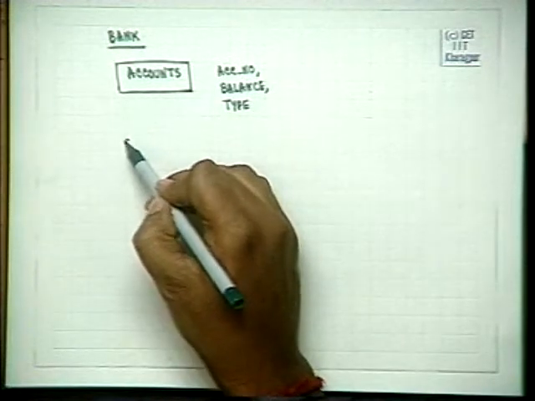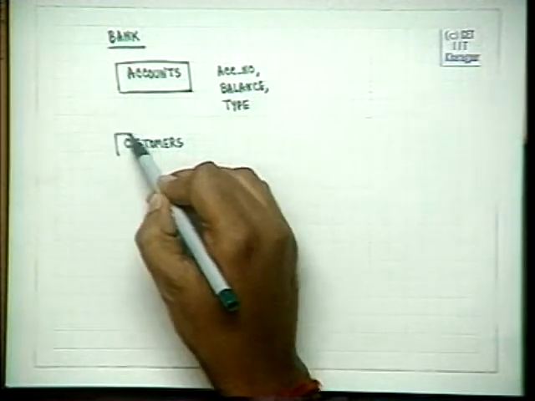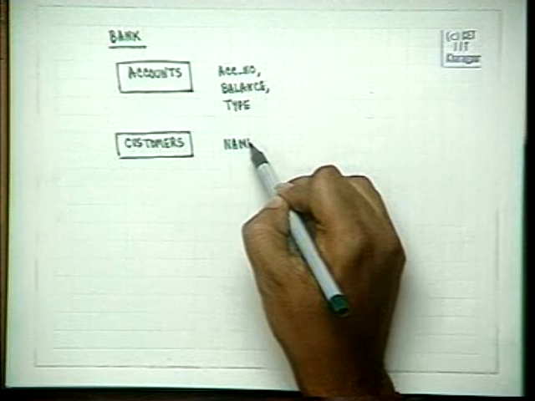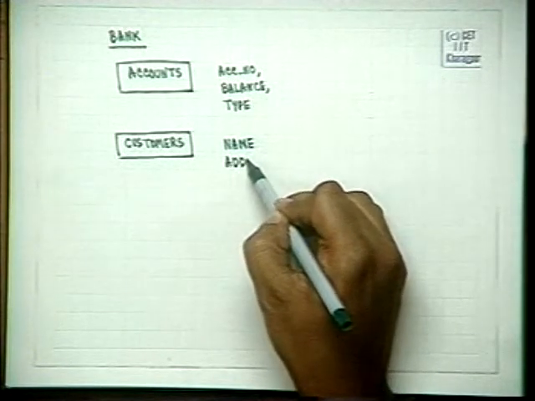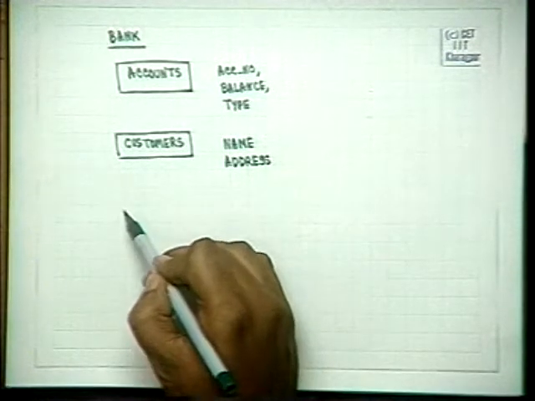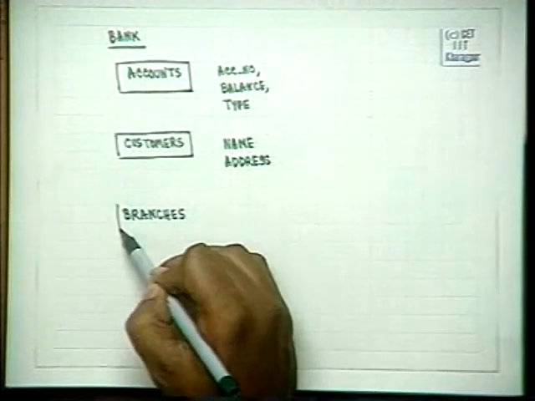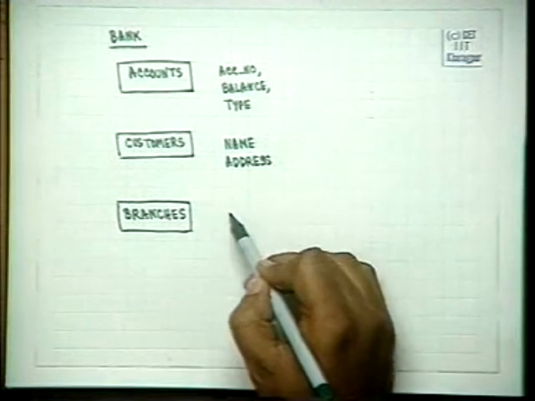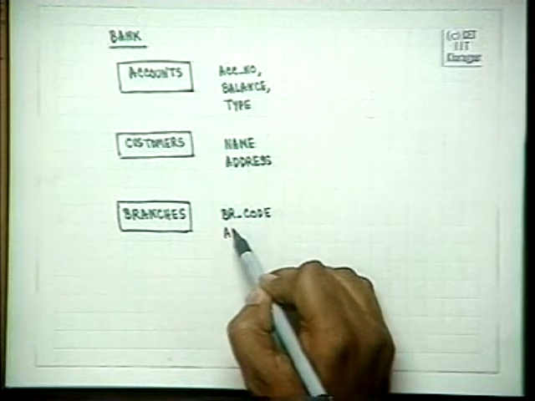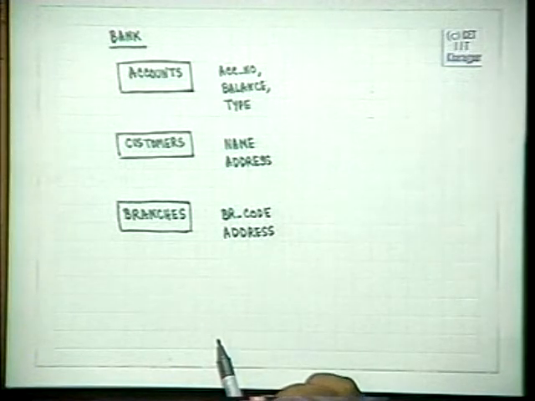Another entity may be customers of the bank. They will have name, address. Another entity may be branches of banks, which will have branch code, address as their attributes.